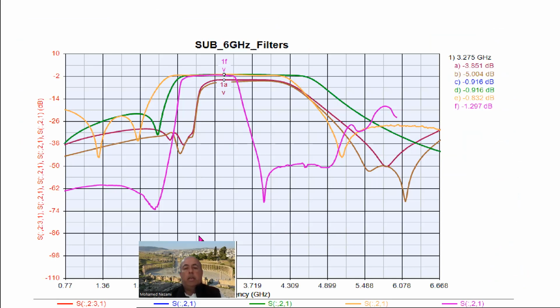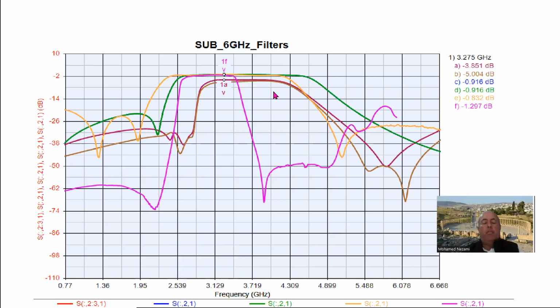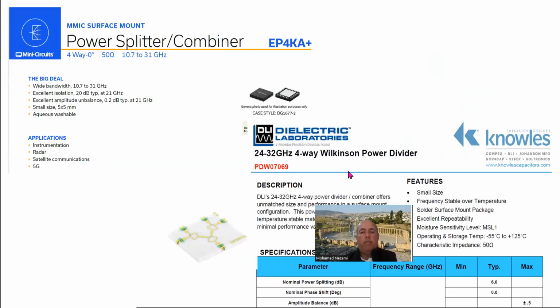Now, here, we need filters. So there's plenty of filters, ceramic filters and coaxial resonator filters that are used for the sub 6 gigahertz bandwidth. And there's a whole bunch of them that I'll be using in the pathway.